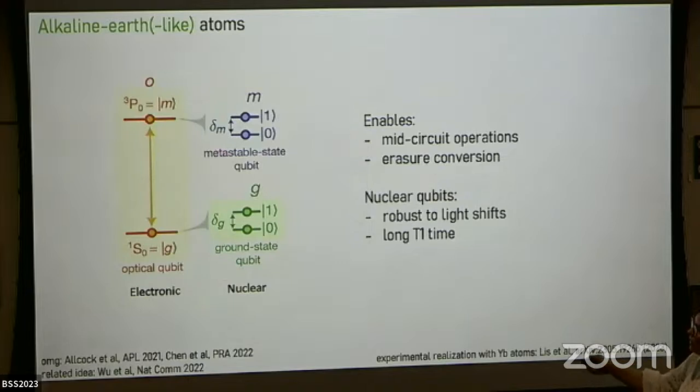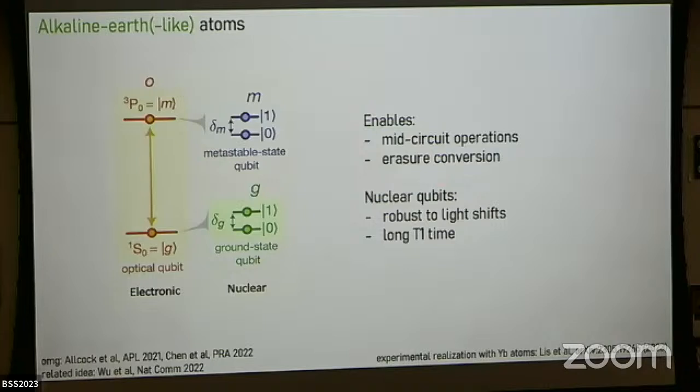Then you have a nuclear spin qubit, both in the ground state and in the metastable state. So you have 2 different types of nuclear spin qubits that you can use for your quantum operation. And again, as we mentioned before, the electronic degrees of freedom and the nuclear degrees of freedom are well separated if you have J equals 0. And so you can really consider these as 2 different sets of qubits that don't really interact with each other. The interesting thing is that you can use this structure to, on one side, perform midcircuit operations, as I will show in a second, and also perform erasure conversion, which is another experiment that I will talk about.